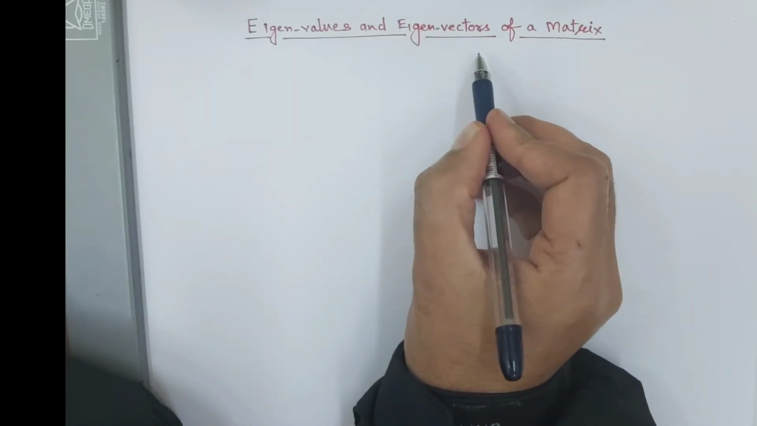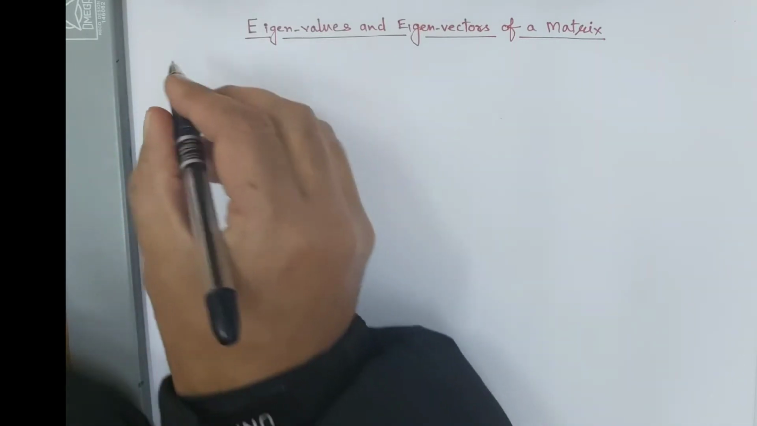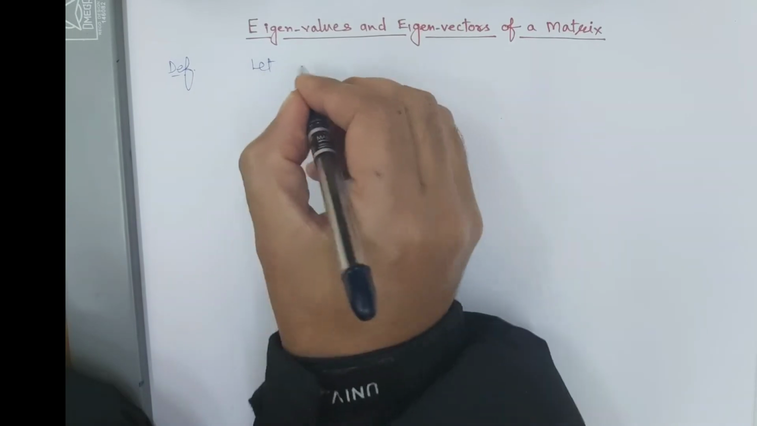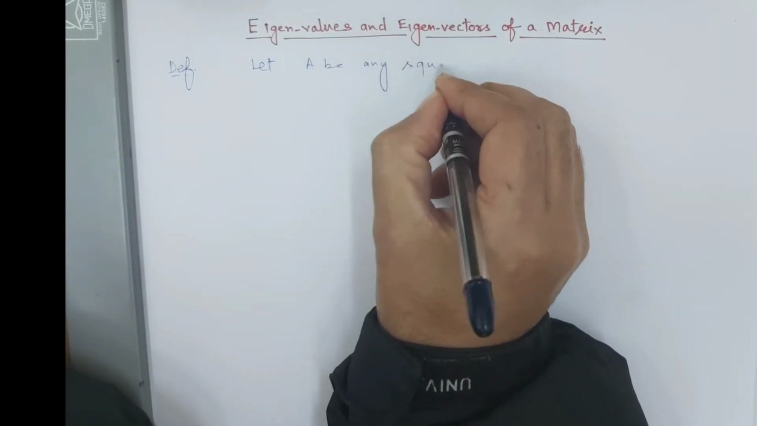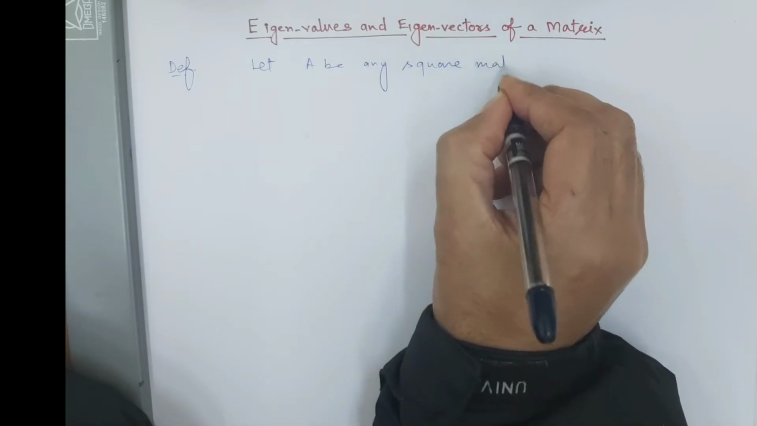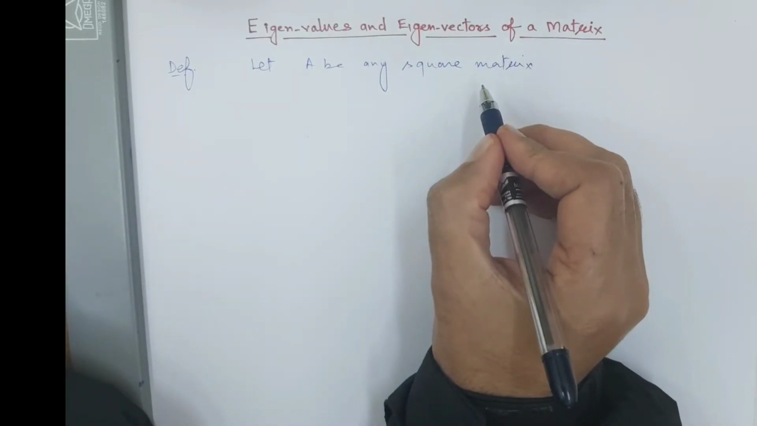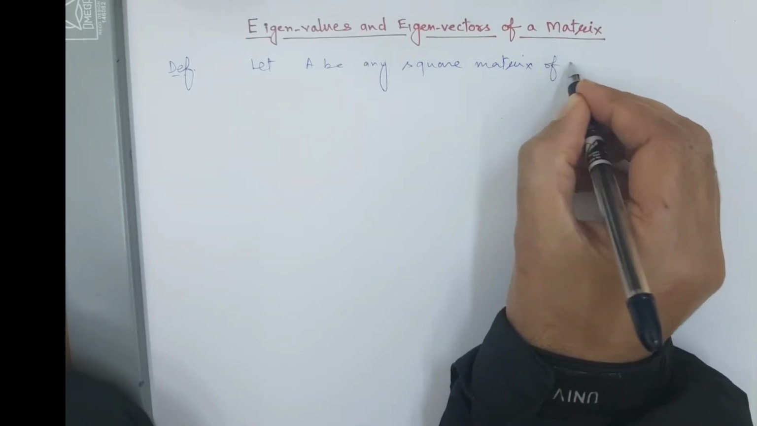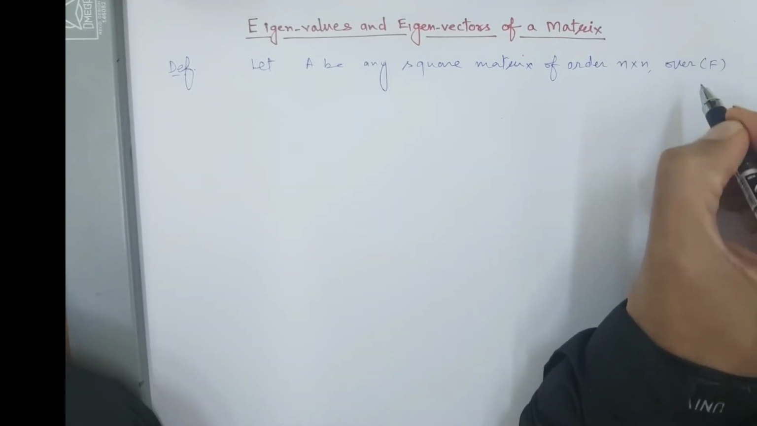Eigenvalues and eigenvectors of a matrix. Let's define the definition. Let A be any square matrix. Square matrix का मतलब है number of rows equal to number of columns. Let us suppose of order n over a number system F.